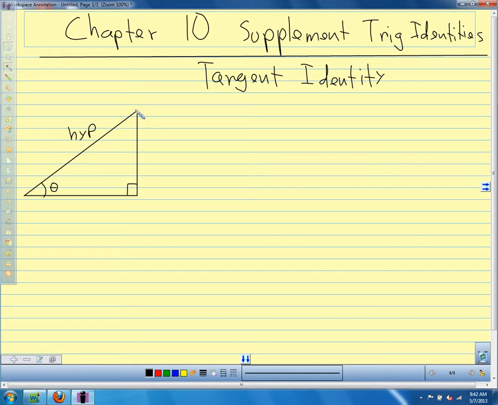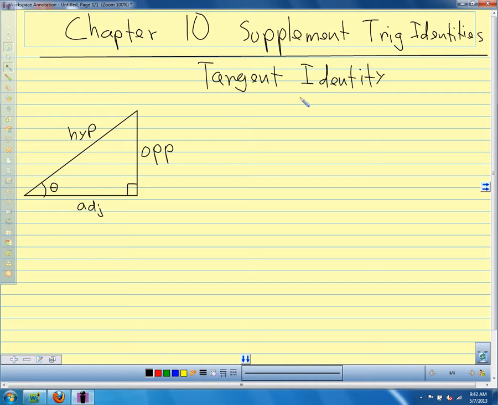Which side is this, opposite or adjacent? If this is our angle, opposite. And so this side is the adjacent side, next to the angle. Hypotenuse is always the hypotenuse.